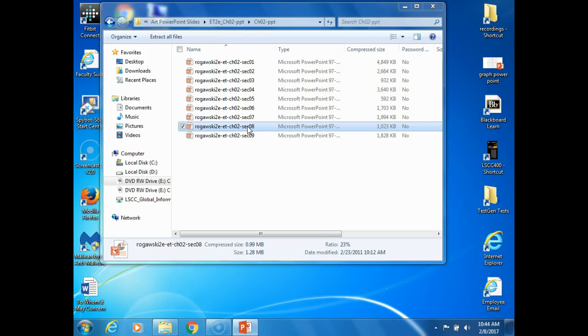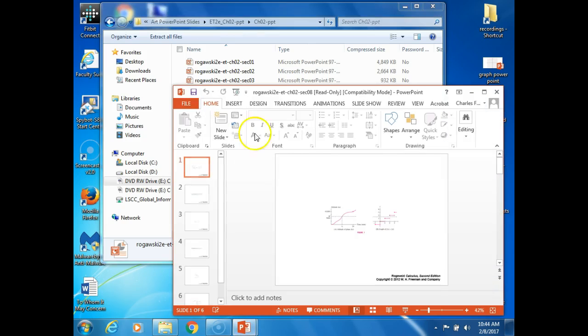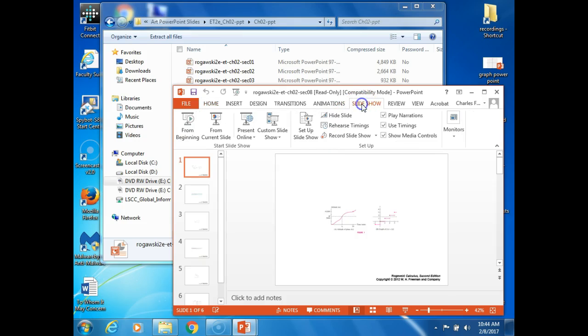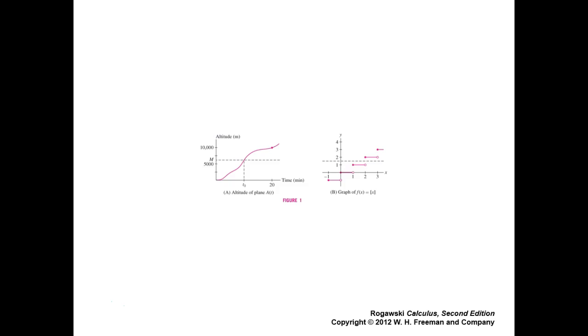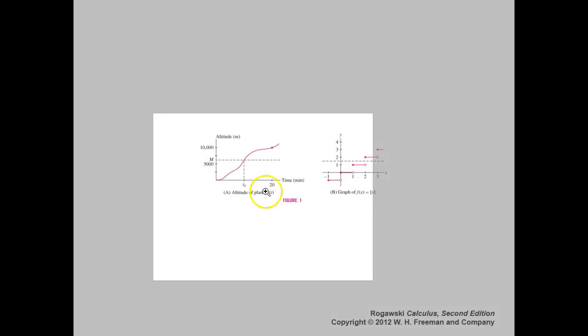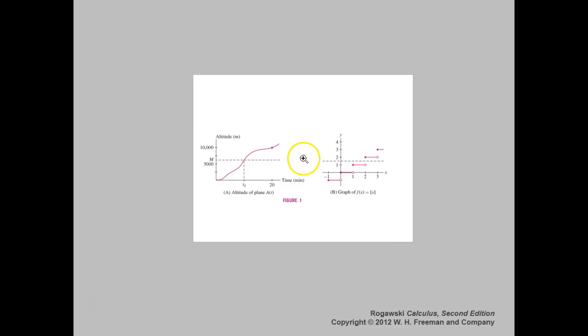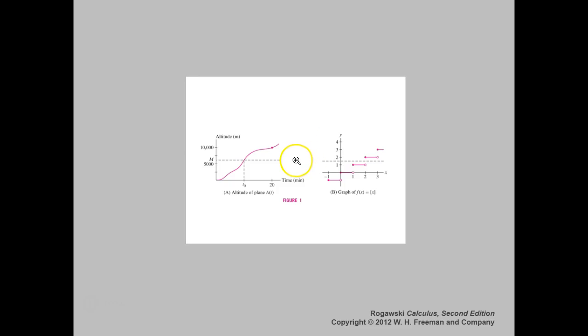Well, maybe 2.8 won't open. Here it comes. All right, we'll do it from the current slide. Now, I'll zoom in to begin with, but I'll probably have to zoom out not too much later. Okay.